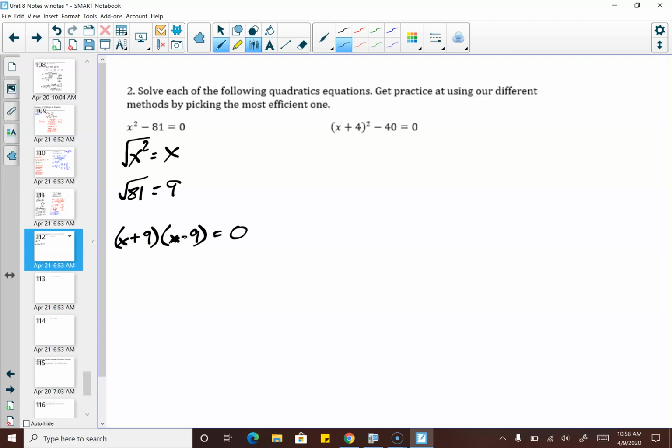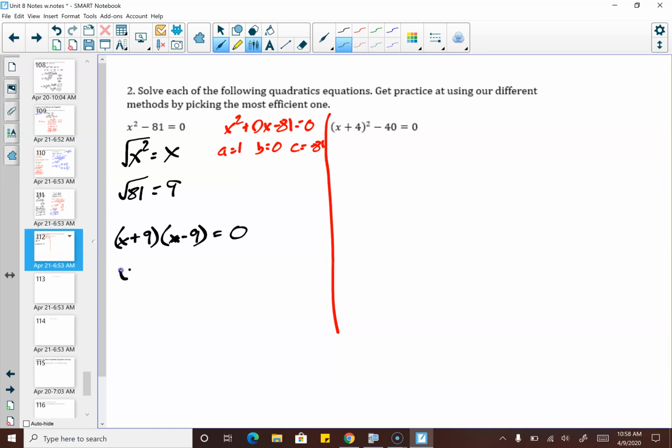Now, if you don't remember that piece and you're maybe falling in love with the quadratic formula or something, you could plug in a 0x in the middle, and that would make your a 1, your b 0, and your c -81. So just in case you wanted to do the quadratic formula, it is doable. Just recognize that you're plugging in a 0 for b, okay?